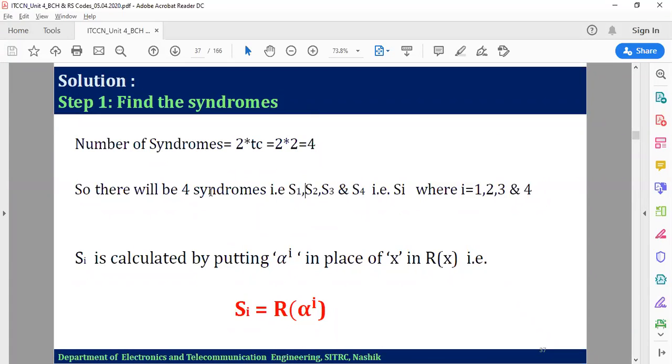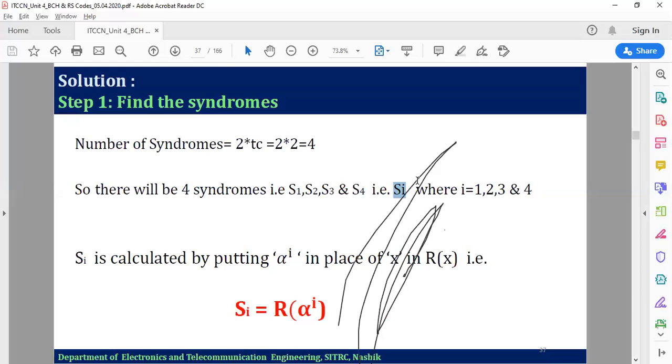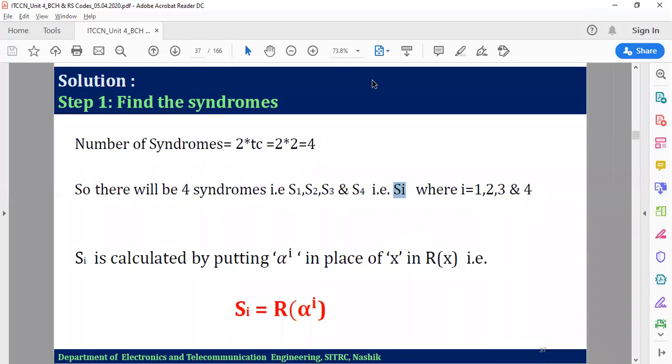So how many syndromes will there be? It will have S1, S2, S3 and S4. Which I am going to represent using what? SI. Now what is the value of I? It is 1, 2, 3, 4. So what is SI? It is the number of syndromes present in the decoding process. So SI is the syndrome, and the value of I will be 1, 2, 3, 4.